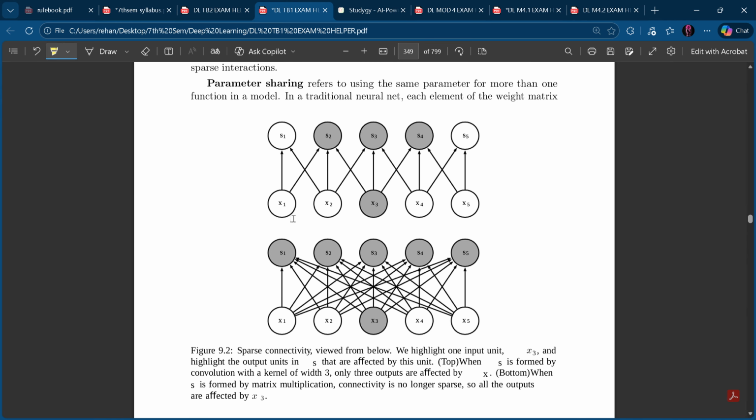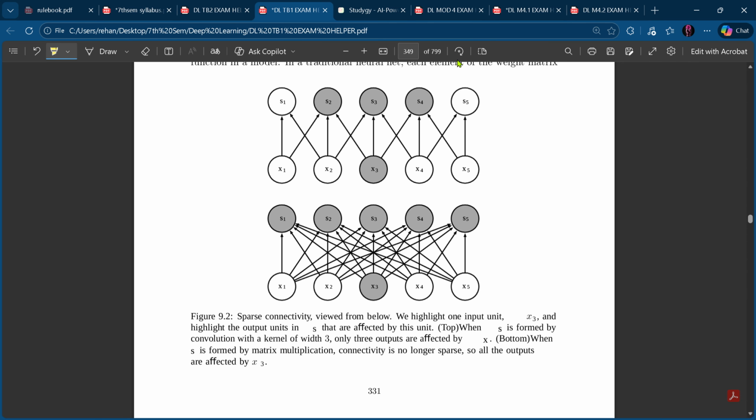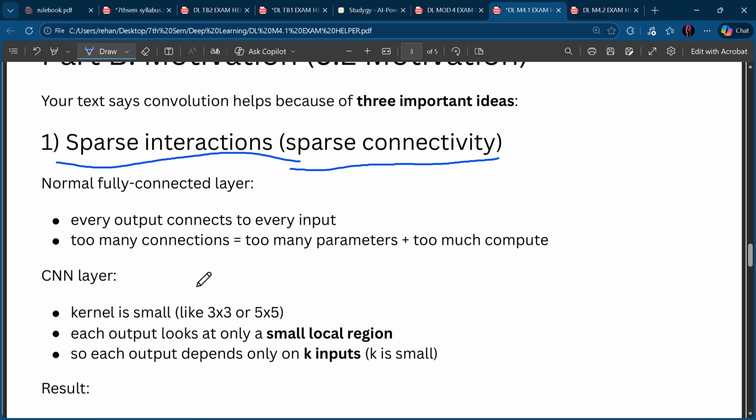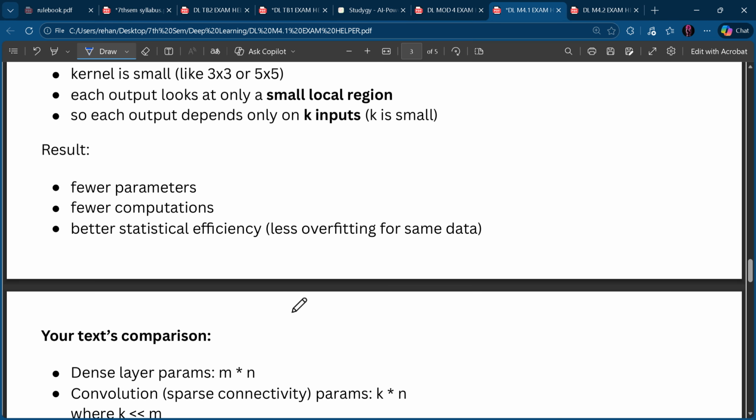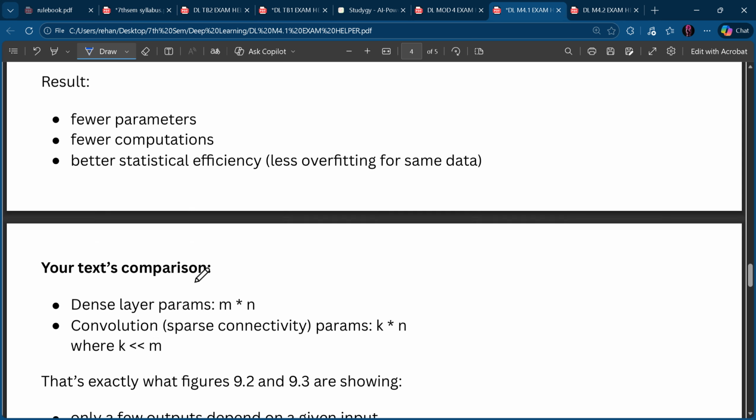Similarly, in this image we have two things. When s is formed, if the kernel width is 3, it will point towards 3 outputs. But if it is fully connected, where the output is formed by matrix multiplication, then every input will be connected to every output. That's what they are trying to say here. So in a CNN, the kernel is like a 3 cross 3 matrix. Each output looks at only a small local region, so each output depends on k inputs. The result: fewer parameters, less computation, better statistical efficiency.